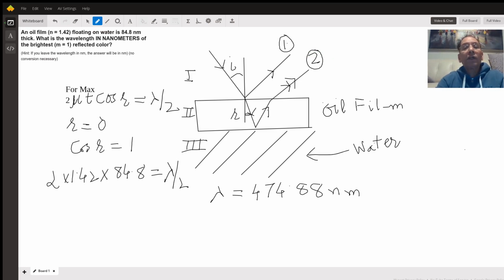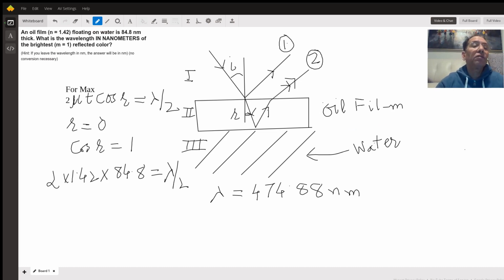If it is constructive interference, you'll get a bright color. If it is destructive interference, you'll get an absence of that color. So if you look at the formula for this interference, there is a reflection from a denser surface, that is the top of the oil film, and there is another reflection from the bottom of the oil film, which has water on the other side, which is denser than oil, because the refractive index of water is more than 1.42, which is the refractive index of the oil film.